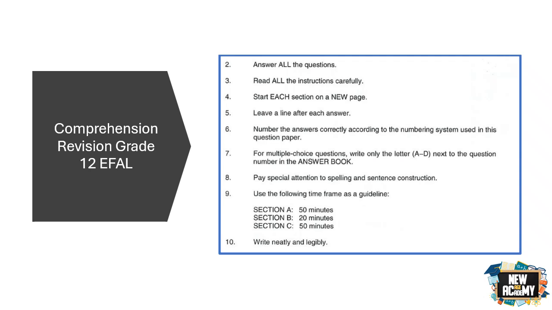Right? So for multiple choice questions, write only the letter A to D next to the question number in the answer book. This means you write only the letter. In a multiple choice question, A can be the ball, B can be school, C can be rugby. If you want to answer C, which is rugby, don't write rugby, you only write the letter, which is C.